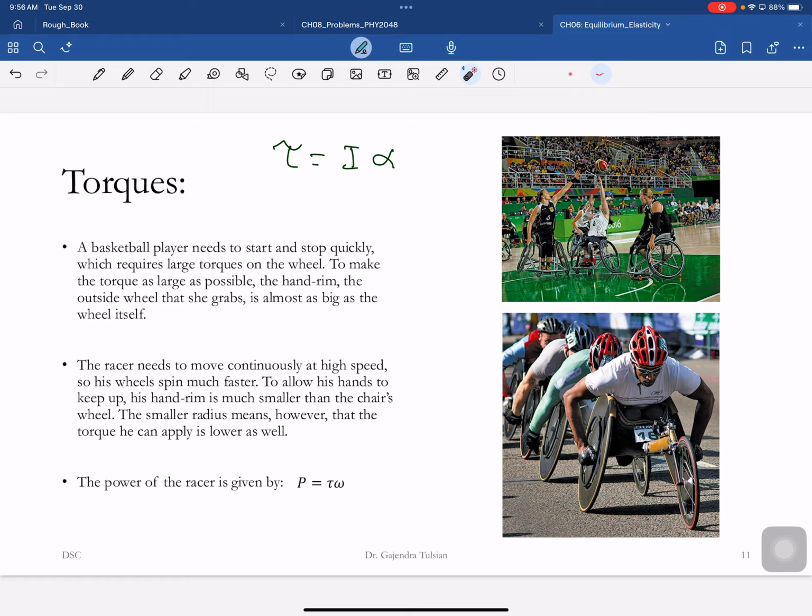What do these guys want to do? They're racing. They want to go as fast as possible. Let's come to these people first. You want to apply a large torque. So to apply a large torque on the wheel, here's the wheel.